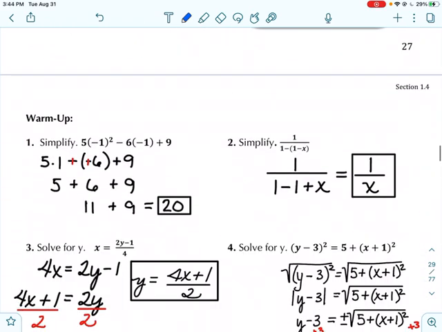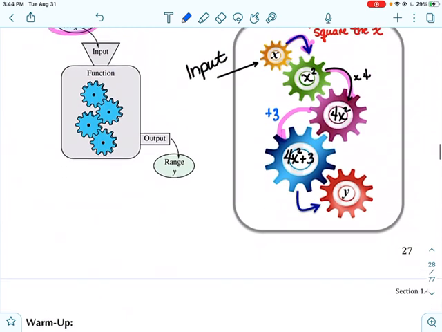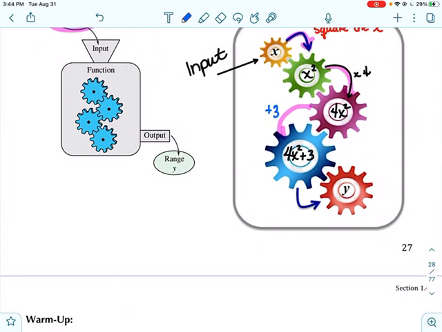Let me scroll this down. So you have a warm-up. Do those 4 warm-up problems, and then when you're done, come back and check your answers. Pause the video and do the problems.